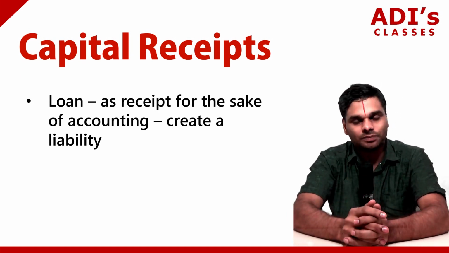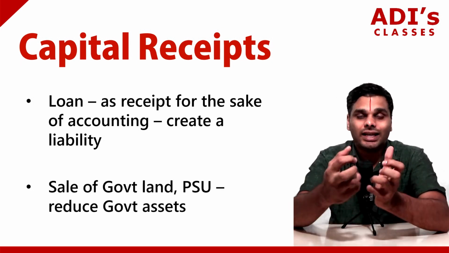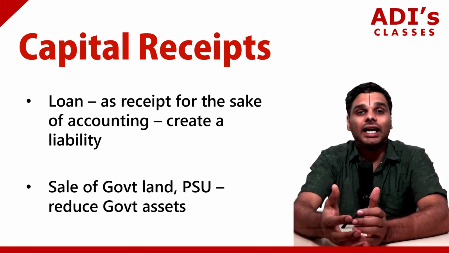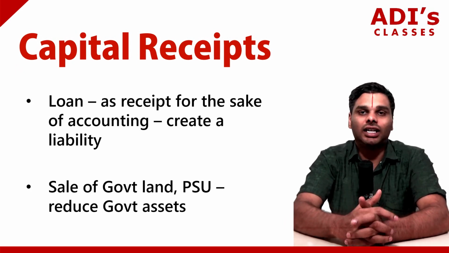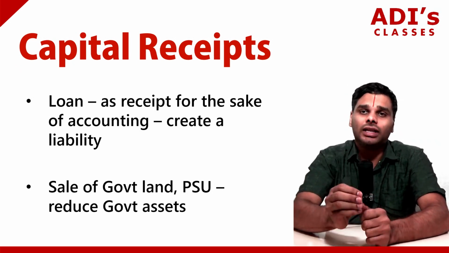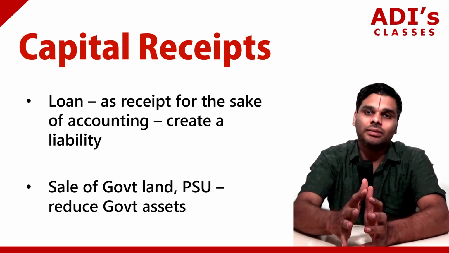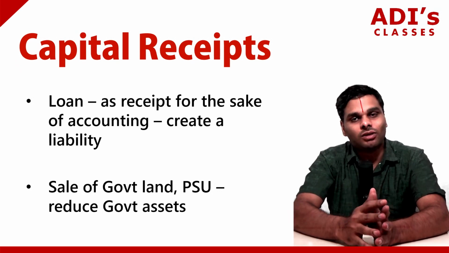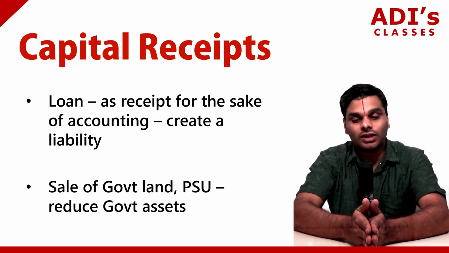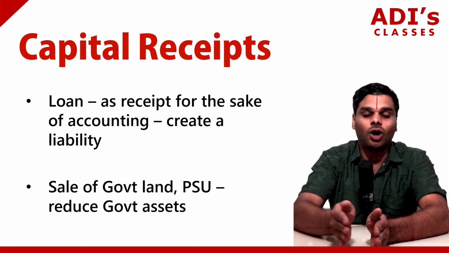The sale of government property like government land, PSUs, etc., reduce the total assets held by the government. Hence, all those receipts of the government which create liability or reduce financial assets are termed as capital receipts. I repeat, all the receipts of the government which create liability or reduce the financial assets held are termed as capital receipts. You may also get a doubt, right? For example, if you're selling a building of the government, are you reducing your financial asset? No, you're changing the mode of holding value.